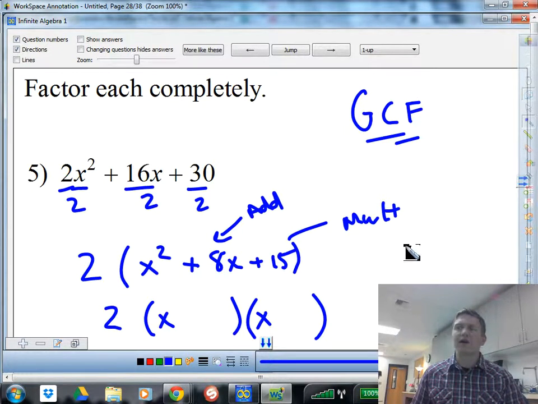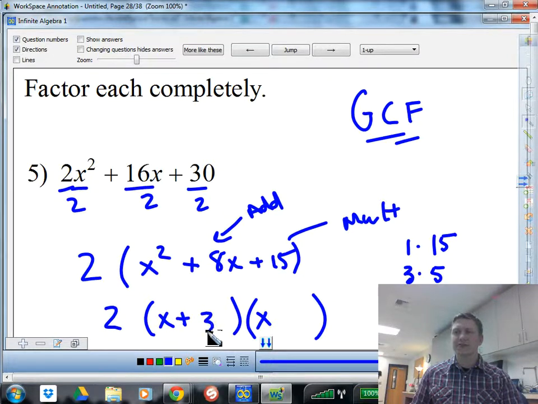Well, think about all of your options. You got 1 times 15, 3 times 5. Yeah, that's about it. So 3 times 5 gives you 15, but you notice the combination here also adds up to 8. So we're going to write plus 3 and we're going to write plus 5. And so your final answer looks just like this with a 2 factored out front. Okay.